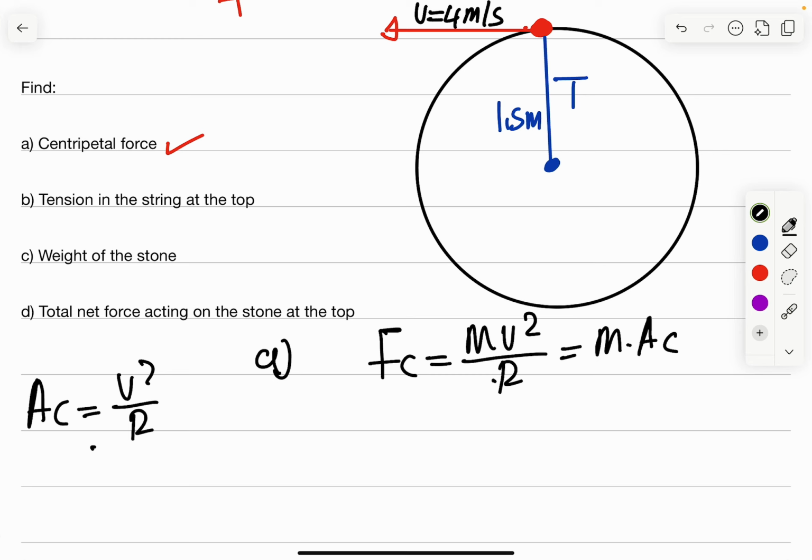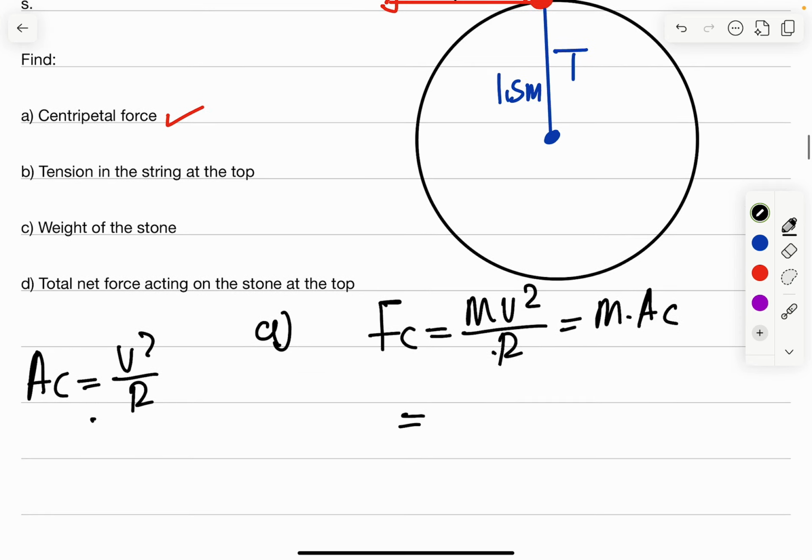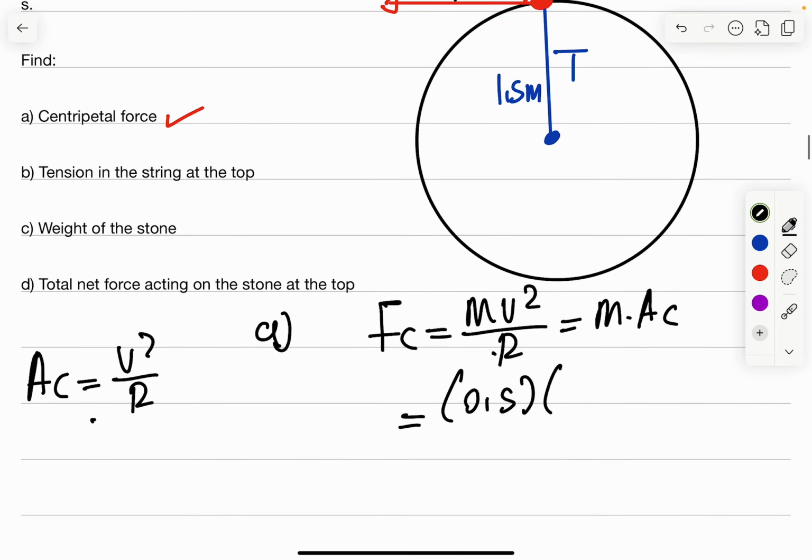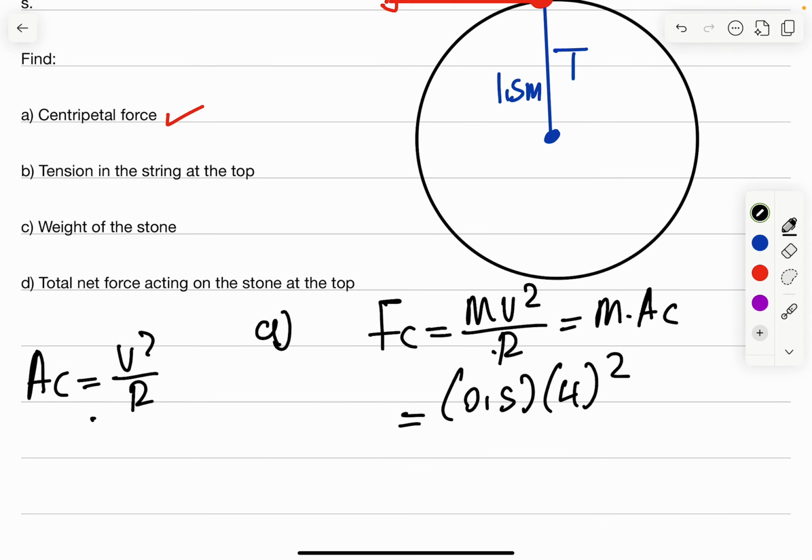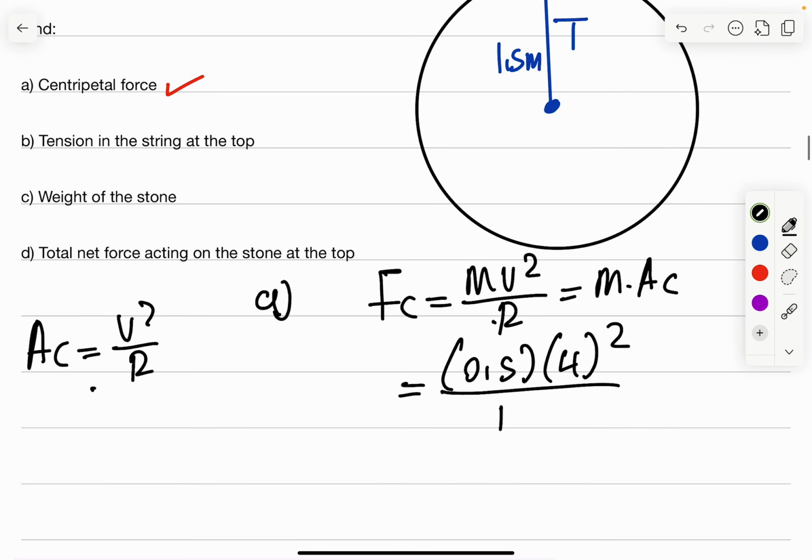They want the centripetal force. You substitute your mass, which they give as 0.5 kilogram. Then your velocity, they said, is 4 meters per second, squared. Your radius is 1.5. Therefore, your answer is 0.5 multiplied by 4 all squared divided by 1.5. Your answer is going to be 5.33 newtons, which is a force.